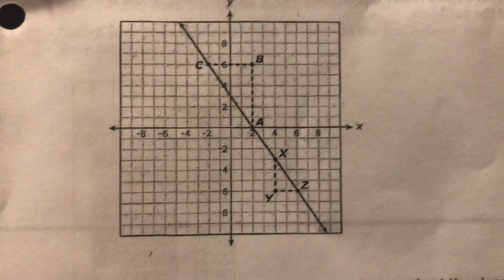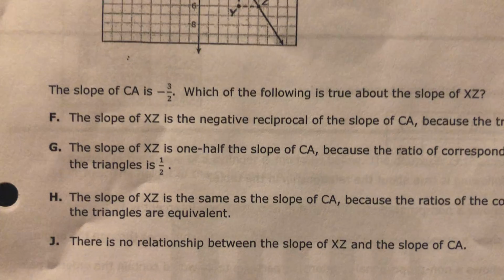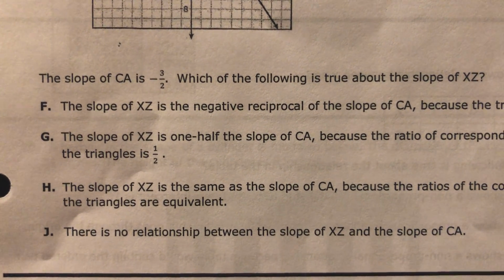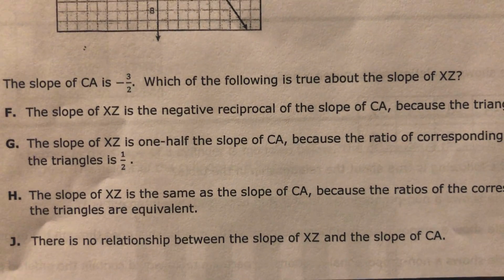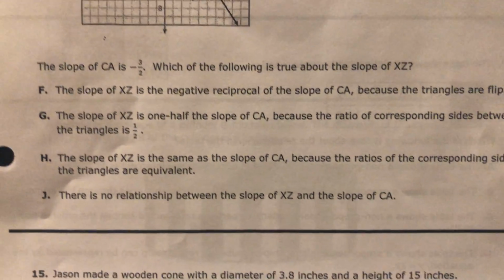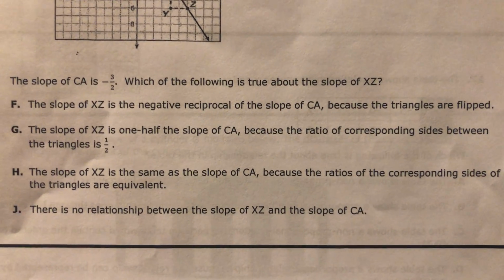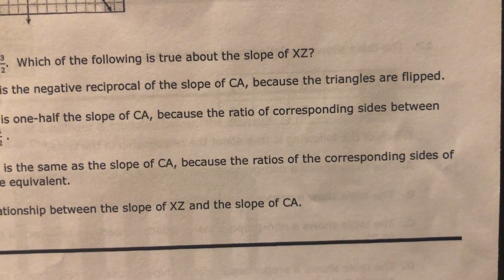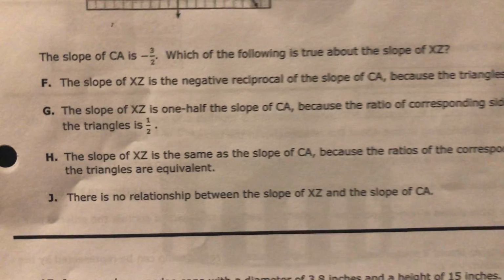Look at the graph. The slope of CA is negative 3 over 2. Which of the following is true about the slope of XZ? F, the slope of XZ is the negative reciprocal of the slope of CA because the triangles are flipped.